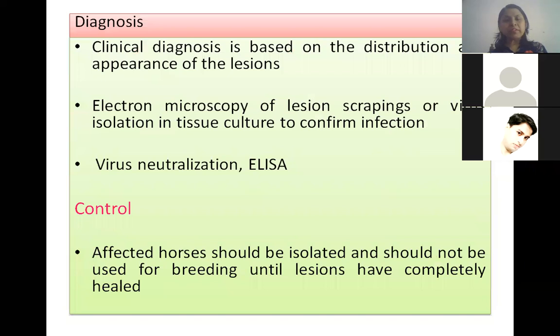Coming to the diagnosis, it is based on the clinical symptoms and the appearance of the lesions. Also, electron microscopy of the lesion scraping is done, or virus isolation can be done in tissue culture. Virus neutralization and ELISA can be done. Its control includes isolation of the affected horses, and they should not be used for breeding purposes until their lesions completely heal.